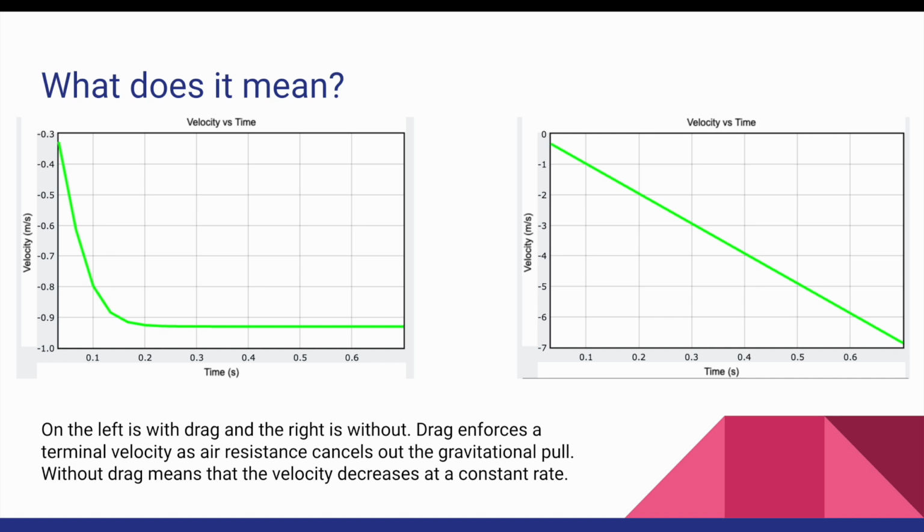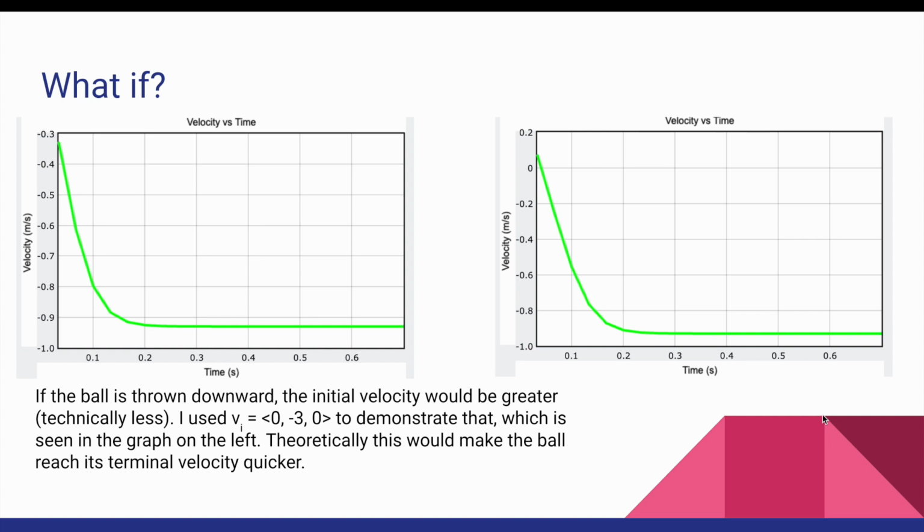What if? Well, the what if question is if the ball is thrown downwards, the initial velocity would obviously be greater, which technically is less as in my experiment, I used -3 on the y value to demonstrate, which you can see on the left. Theoretically, this would make the ball reach a terminal velocity quicker, but it's hard to see due to the light weight of my ball.